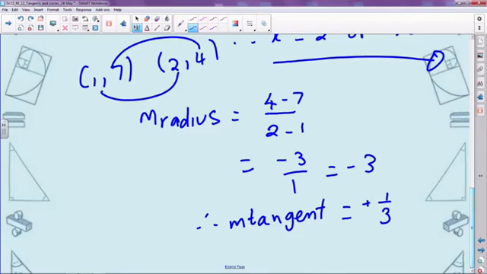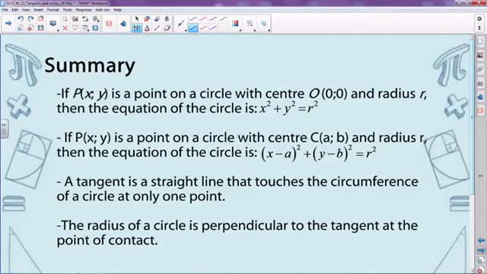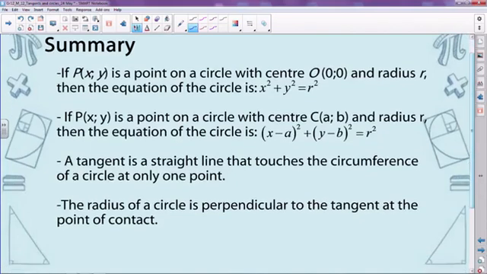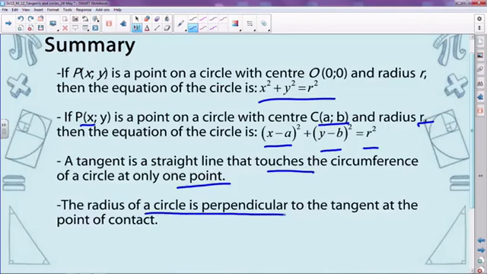Okay. We're now going to quickly recap what we've done in today's lesson. So you saw that if a point P(x, y) is a point on a circle with center (0, 0), and the radius is r, then the equation of the circle is just x squared plus y squared is r squared. If your point is (x, y), but now your center is (a, b), and your radius is still r, then the equation is (x minus a) squared plus (y minus b) squared is equal to r squared. We saw that a tangent is a straight line that touches the circle at only one point, and the radius of the circle is perpendicular to the tangent at the point of contact.